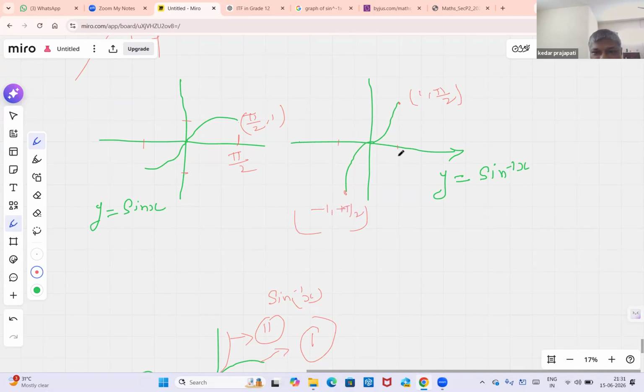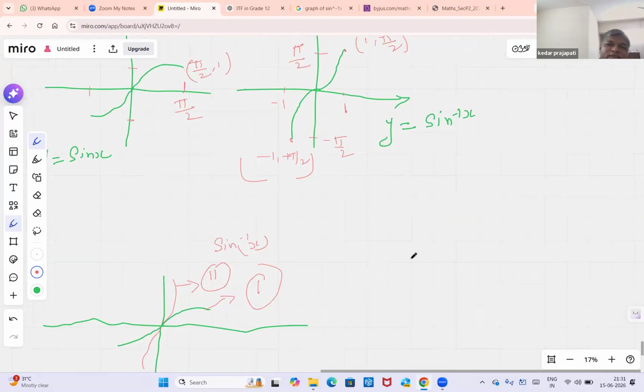It means this value is 1 now, and this value is minus 1, and this value is pi by 2, and this value is minus pi by 2. Now we can easily figure out what is its domain and range.